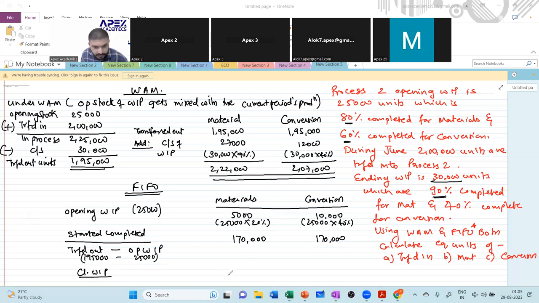Closing WIP. How many units? 30,000. How much percentage completed? 90%. 30,000. How much percentage completed? 40%. 12,000. So I'll do one thing. I'll write this working note one line above, so I will have place to write everything. Otherwise, place is not there.